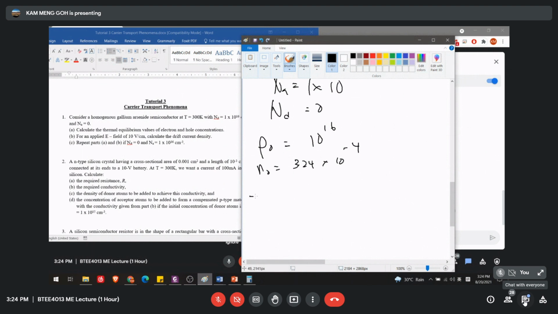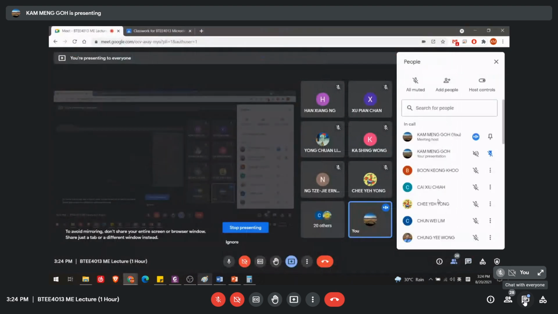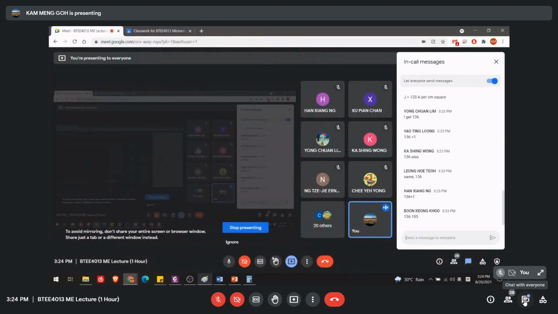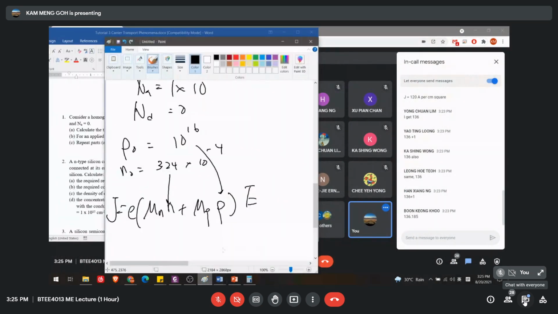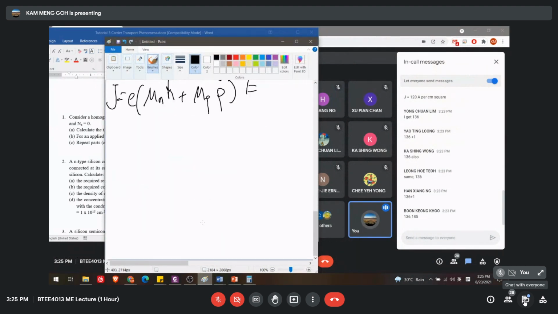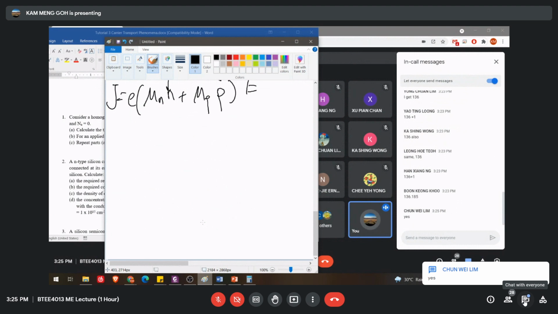But when you calculate the J drift, things may be different. Because right now your NO and PO are already reversed. NO is 3.24, PO is this thing. So your mu N and mu P are still the same. So what's the final answer? Let me pick someone. Lim Chun Wei, are you here? For the question 1C. Mr. Lim Chun Wei, can you hear me? What's the answer for the question 1C?